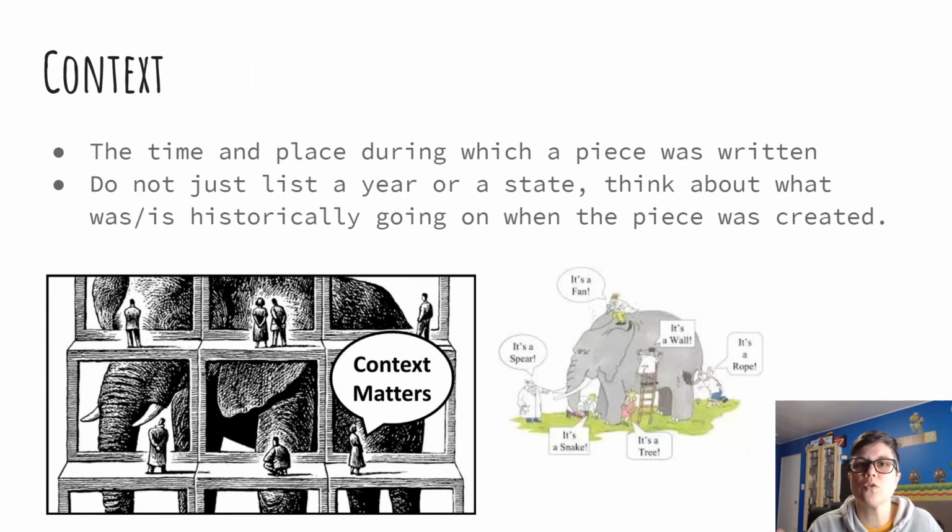If they tell you a certain war is going on, or they give you just a date, try to remember what is important about that time period in history. What was going on, and how would that affect the audience, and how does the author make stylistic choices that would relate to that context and manipulate their audience in that way.